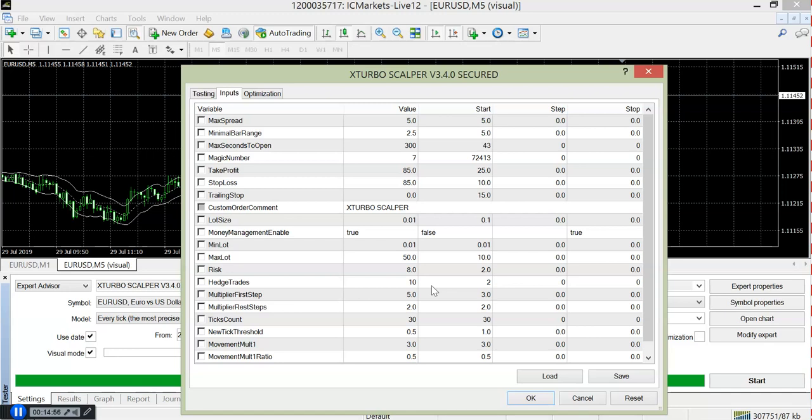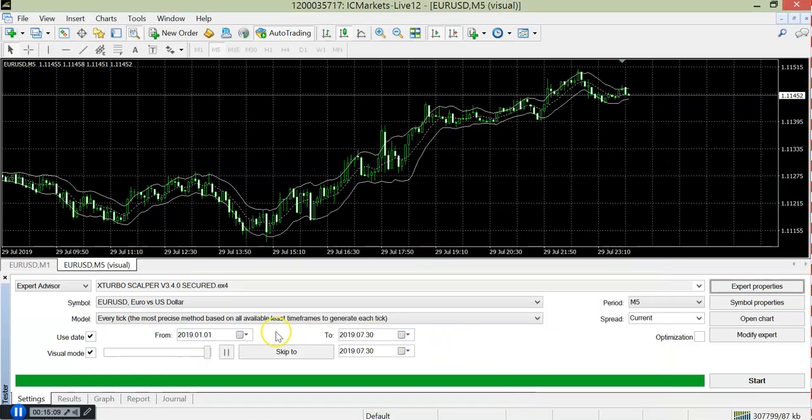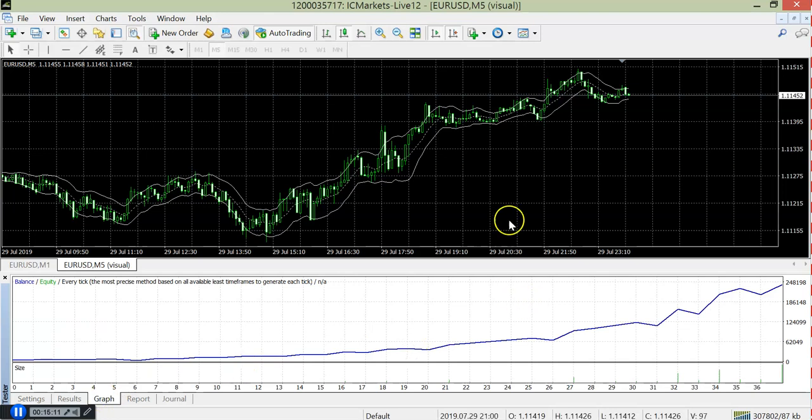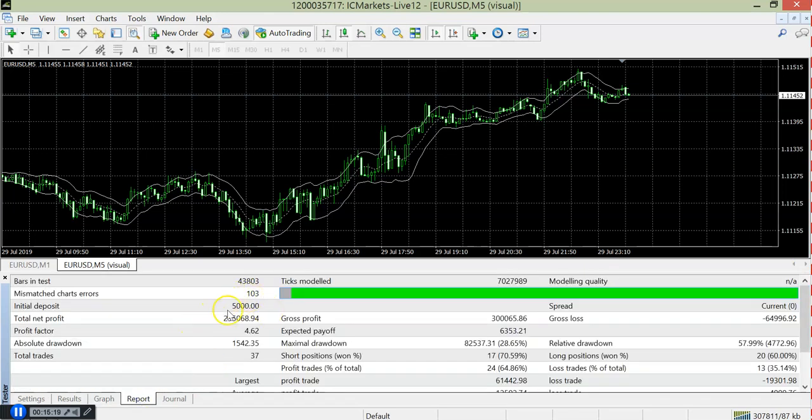If you start with $500, it will not work. Minimum $2,000, but recommended $5,000 if you want to make such a big amount of money. You see, this is really fantastic. From $5,000 to $235. If you invest $5,000 at the beginning of the year, you will increase it 50 times. 50 times.